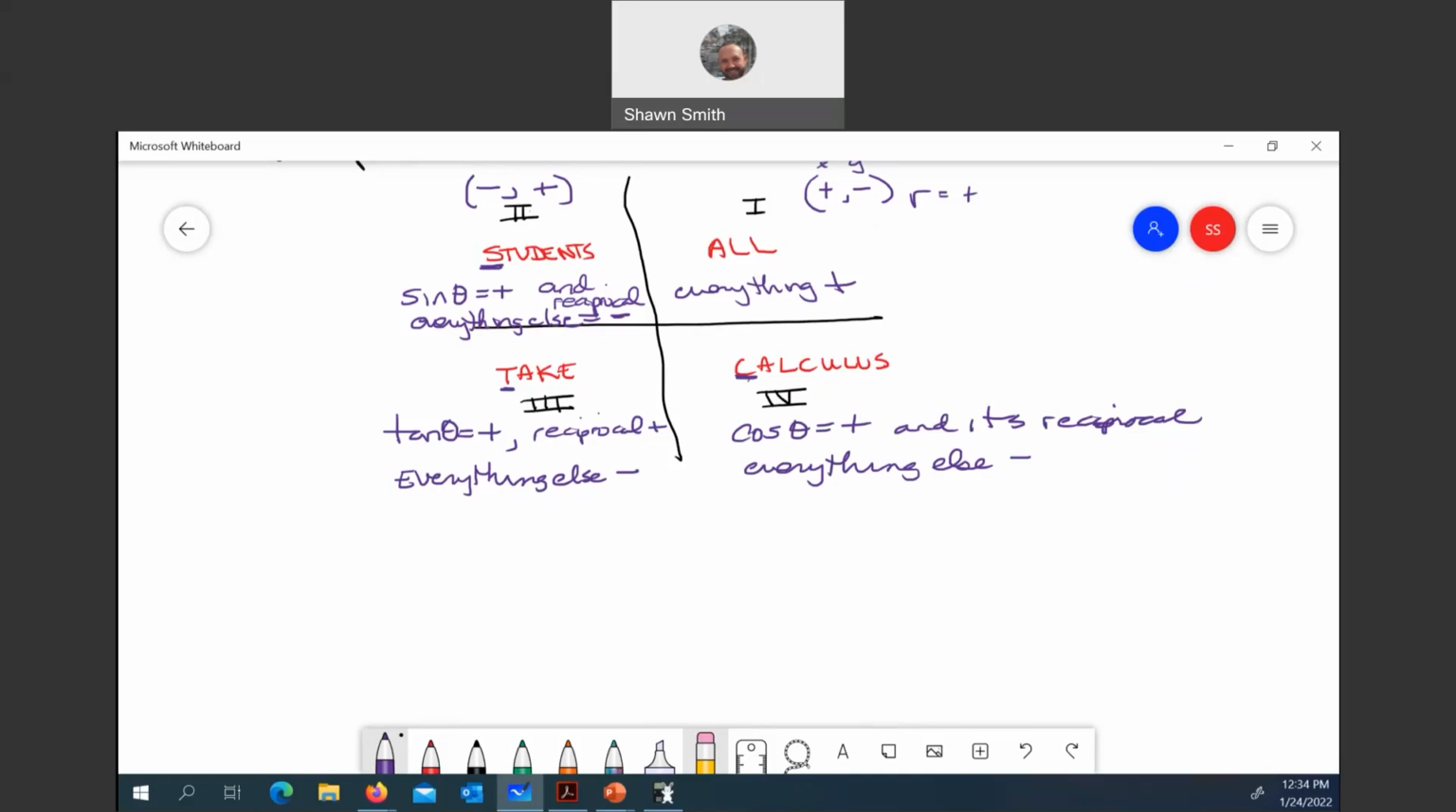So if I say 300 degrees, is sine positive or negative at 300 degrees? You can always just use a calculator too to see positive or negative, but sine is going to be negative because 300 degrees is in quadrant 4, where sine is not positive.